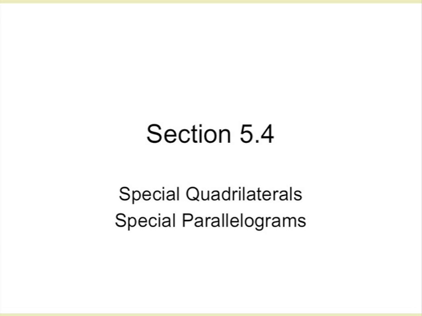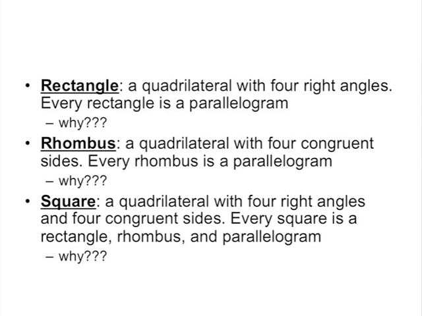So today we're going to learn about some special parallelograms. Our first type of a special parallelogram is a rectangle. A rectangle is defined as a quadrilateral, 4 sides with 4 right angles.